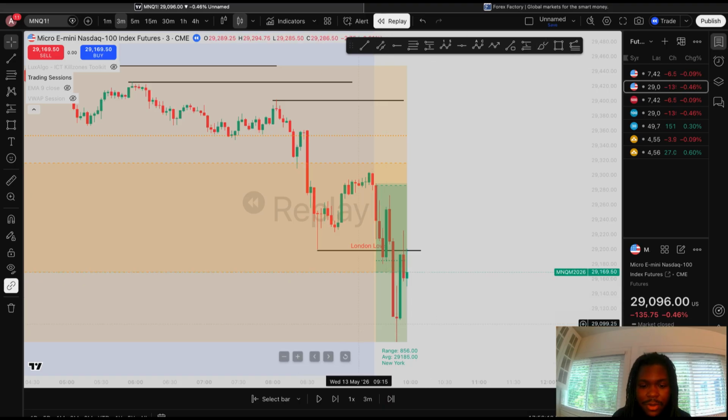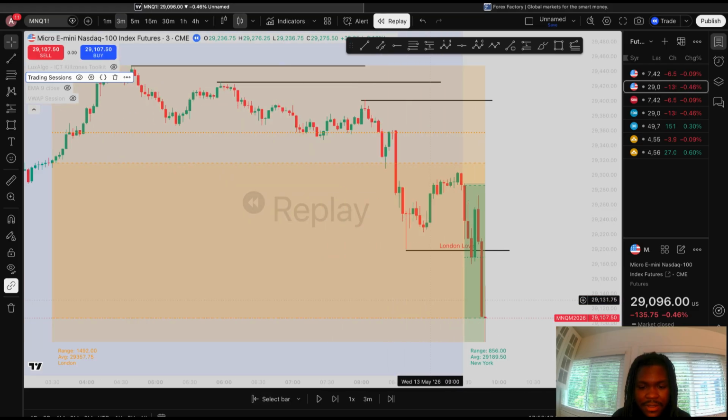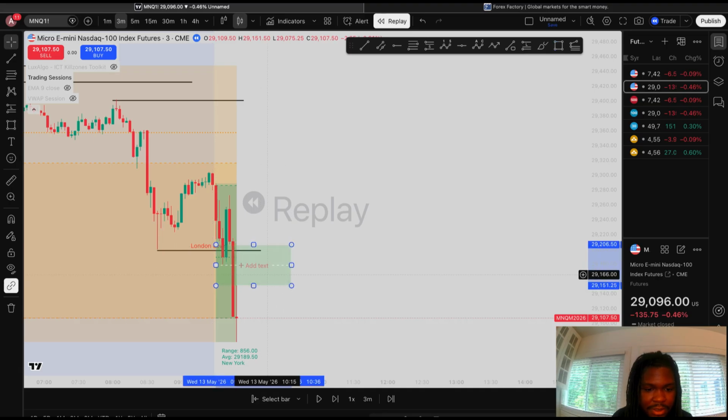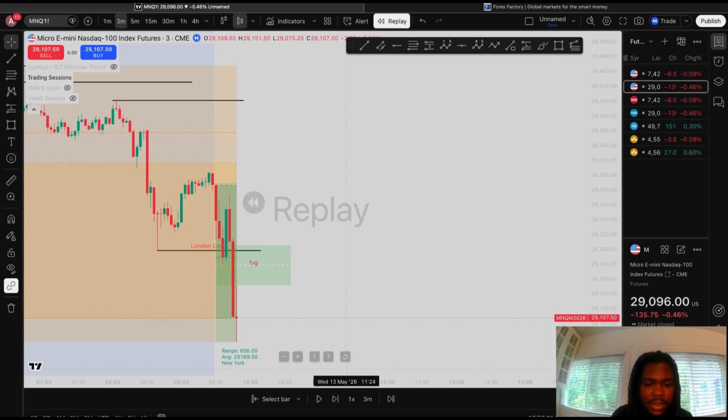Wait, let's take a second to go back and see what's produced off this move down, off these three candles. Off this move down, a fair value gap is produced, which we'll cover in probably the next bootcamp because it's very important. This fair value gap is produced, and as we can see, price goes up.